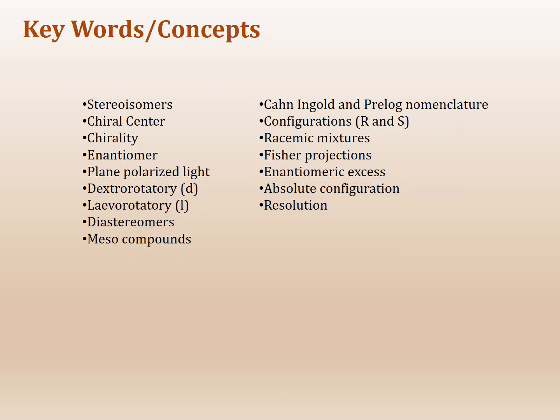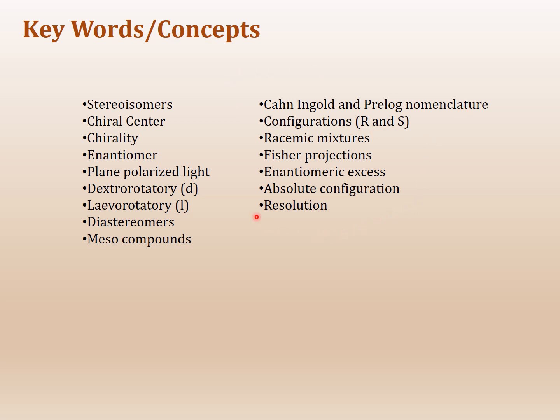Finally, here are your keywords. There are a whole bunch of keywords in this chapter, a whole new vocabulary for you. Stereoisomers, chiral centers, chirality, enantiomer. Please know all of these things. Cahn-Ingold-Prelog, since it's a nomenclature system, there's no keyword here, but it's a concept. So please learn the system of how to do this.